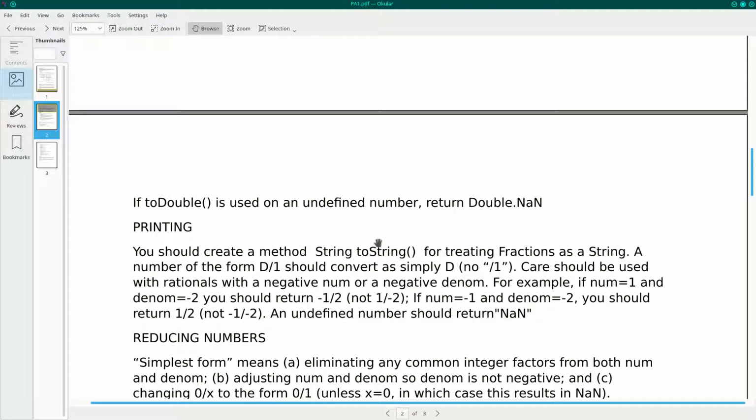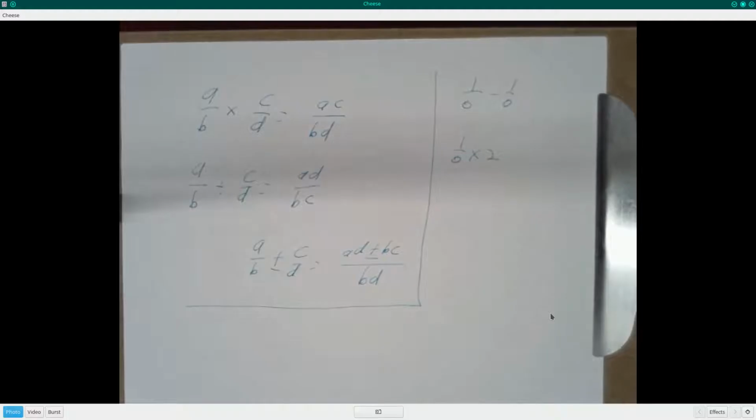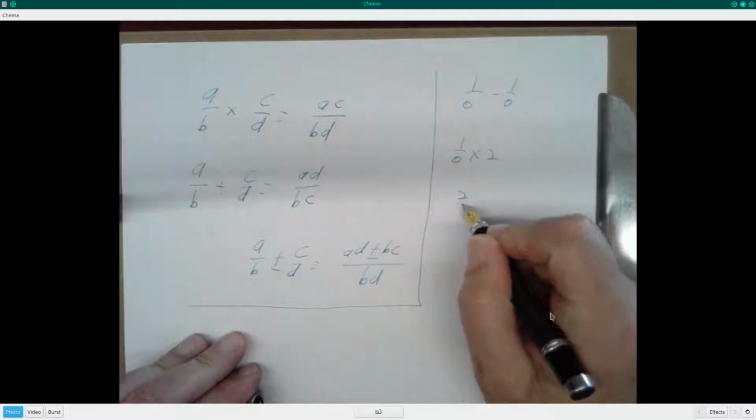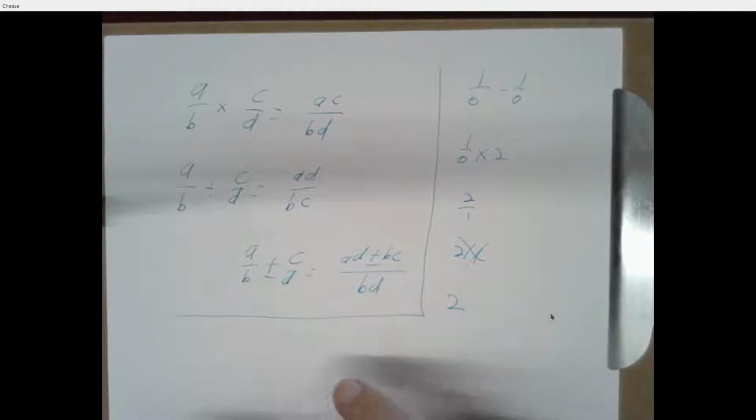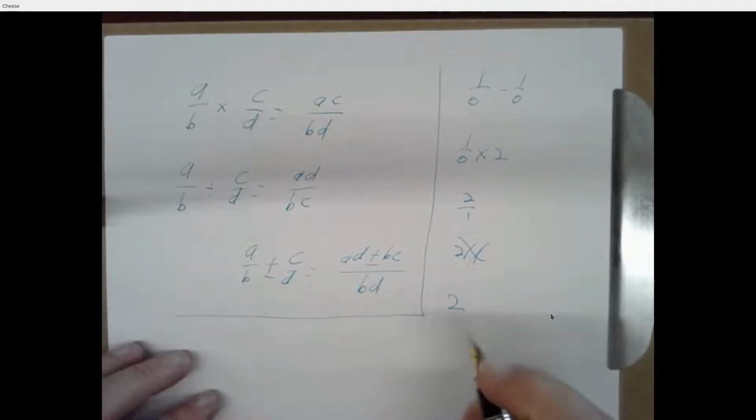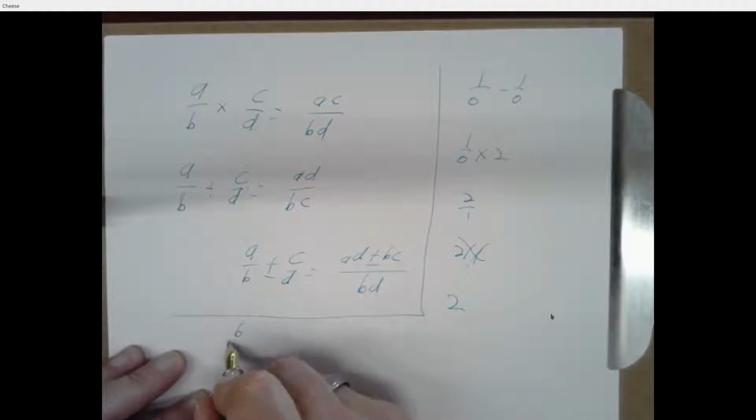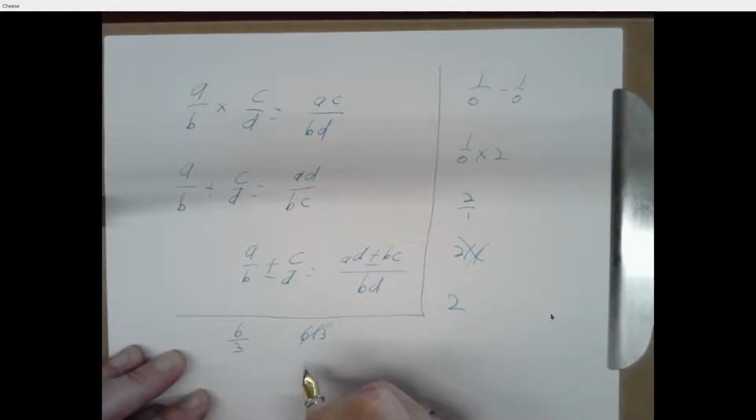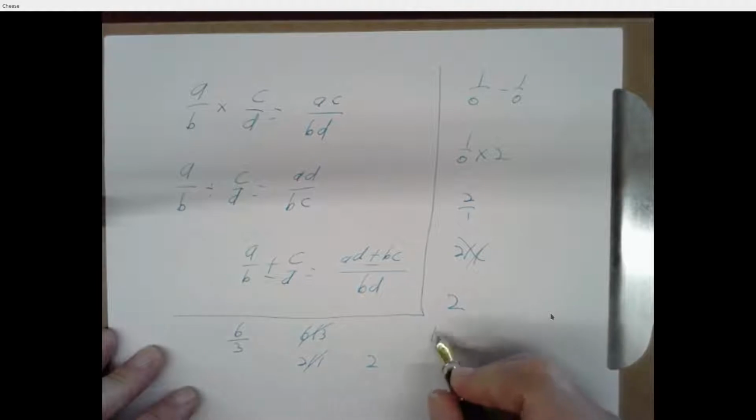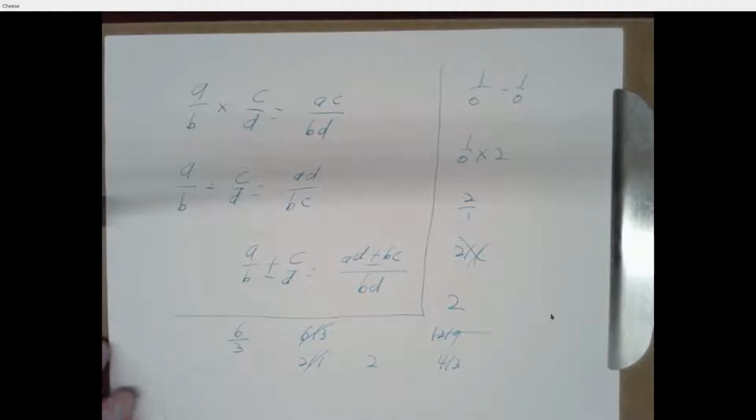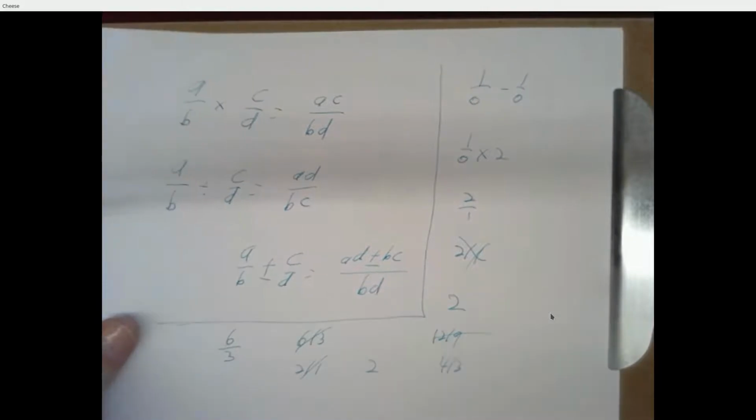All right, so the toString method, we want to print things reasonably. So if your fraction is 2 over 1, don't print out 2/1, okay? Just print out 2. And if your fraction is 6 over 3, don't print out 6/3. Print out 2. Okay, if it's 12/9, don't print that out, print out 4/3. So print it out in reduced form, and this is why it's easiest if you keep it reduced to begin with.